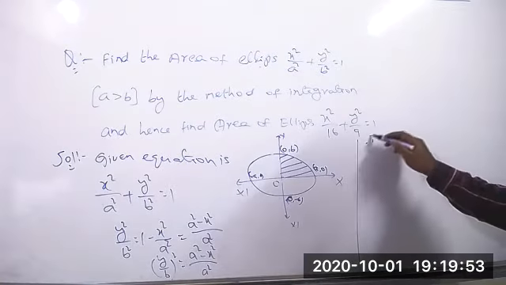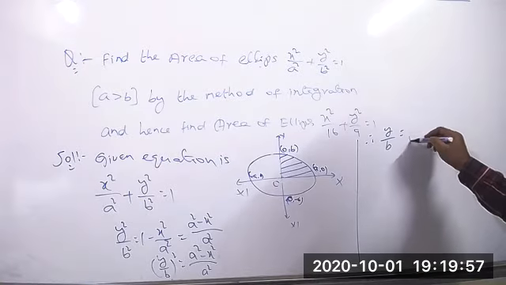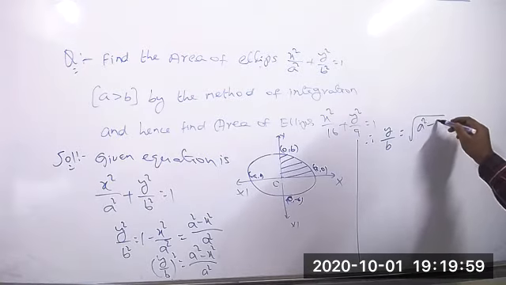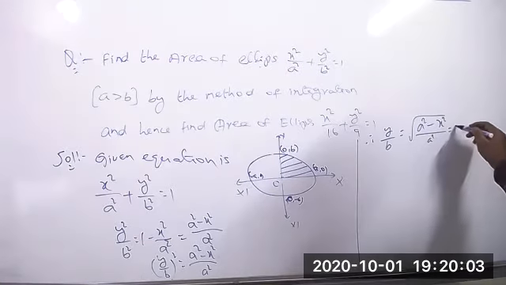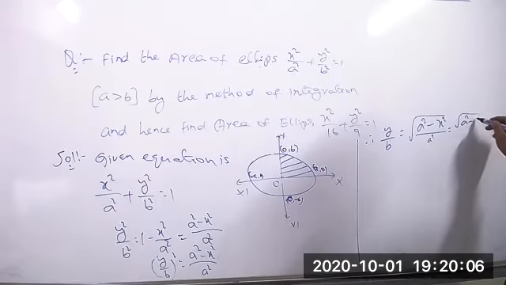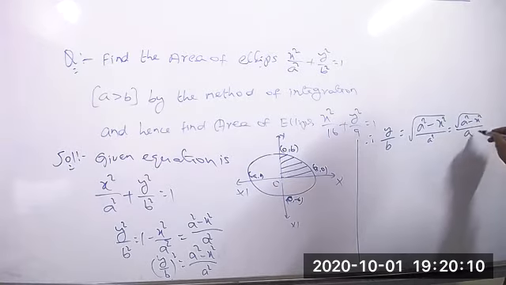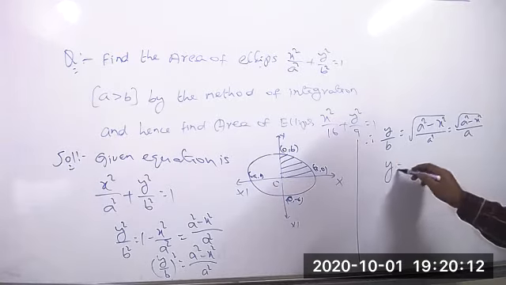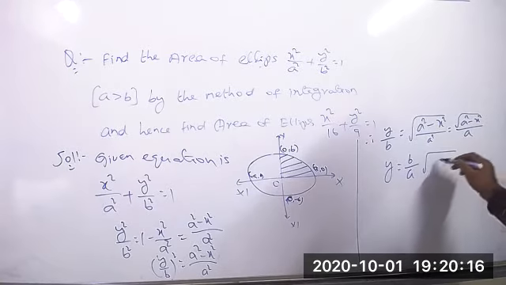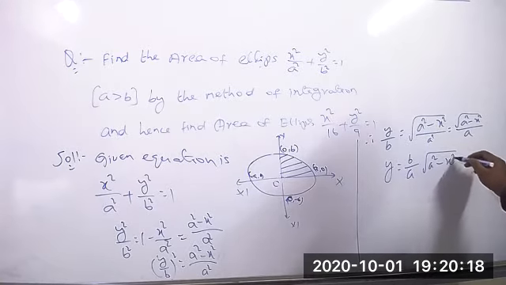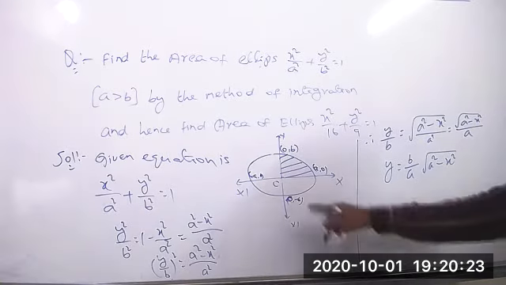Therefore, y by b is equal to the square root of a square minus x square whole by a square. You can write it as root of a square minus x square by root of a square, which is a only. So the value of y is equal to b by a into root of a square minus x square. This is the value of y. Now we are taking the limits here.